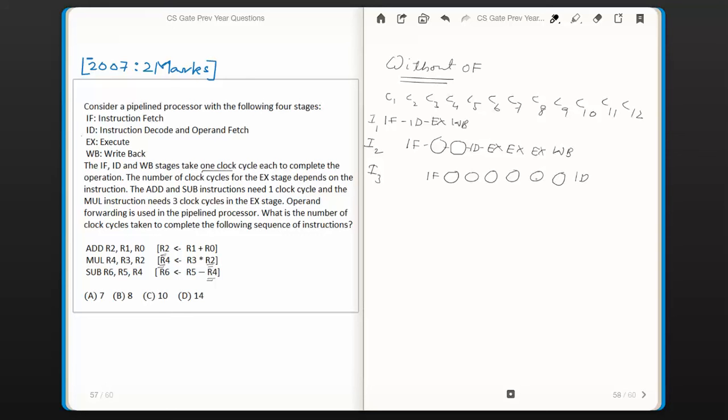So these are all stall cycles, and after that in C10 we can schedule the operand fetch stage followed with execute stage, and as it is a subtract instruction, it would need only 1 clock cycle in execute stage followed with write back. So without operand forwarding, the number of clock cycles that would be required is 12 clock cycles.